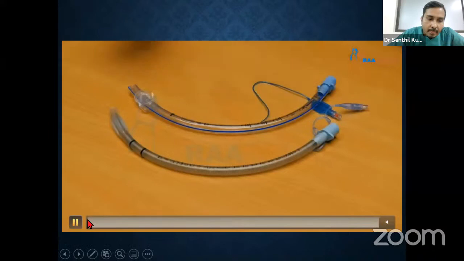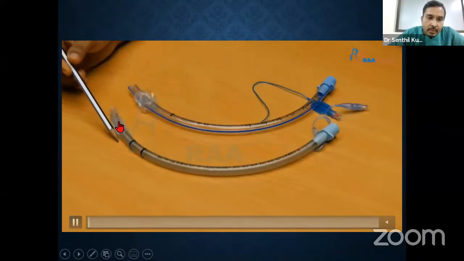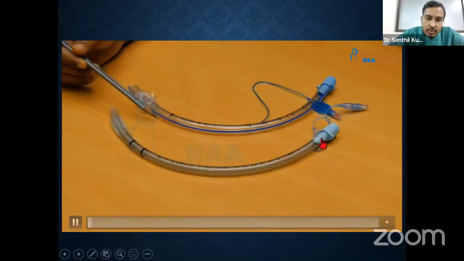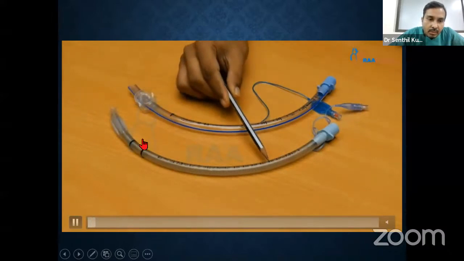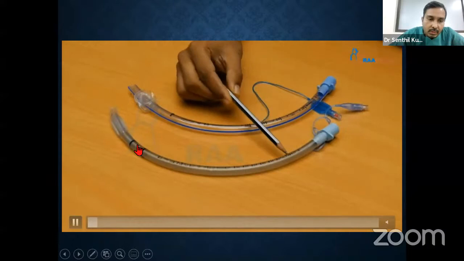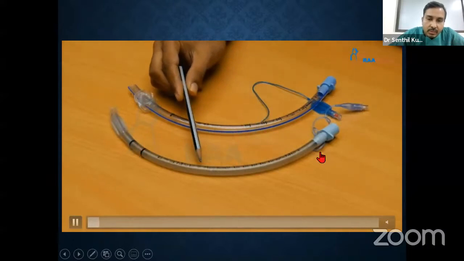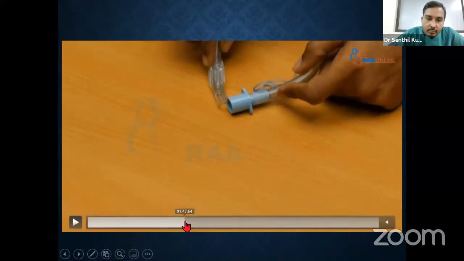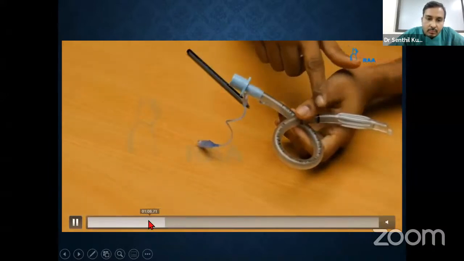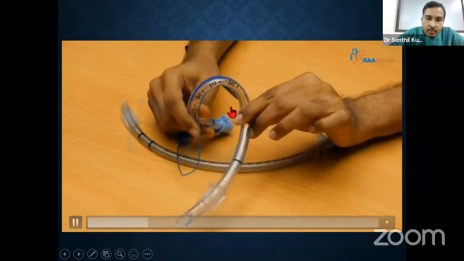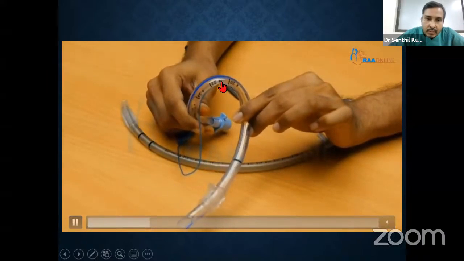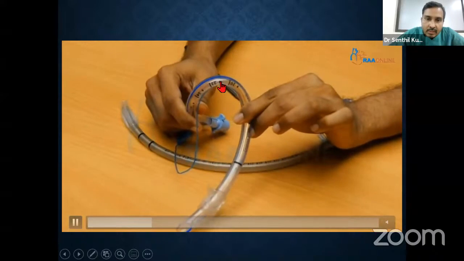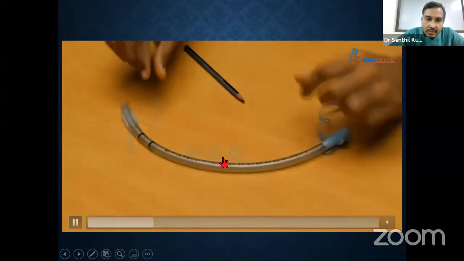So here you can see the endotracheal tube is completely wire reinforced. I'm going to just enumerate the salient differences. Instead of one mark, it consists of 2 marks so that you can place the endotracheal tube between the 2 marks. And the most important thing is you can see the normal tube when it gets folded or kinked, there is a reduction in the diameter. It increases resistance.